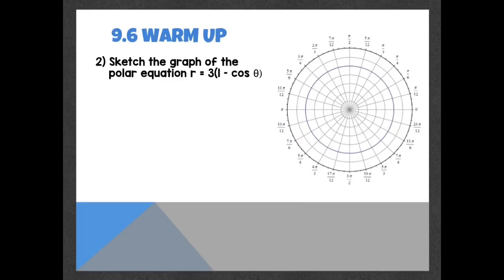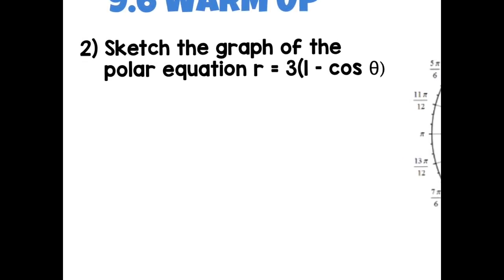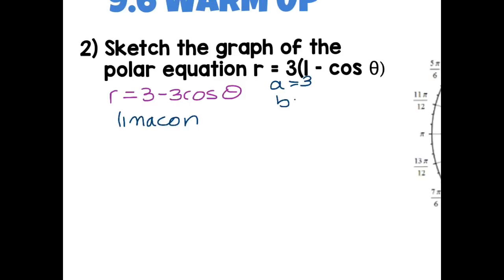Okay, example 2 says sketch the graph of the polar equation r equals 3 parentheses 1 minus cosine theta. This is the first time we've seen parentheses, so you want to do what you normally would with parentheses and distribute that 3. So I'd get r equals 3 minus 3 cosine theta. From this, you should know that it's a limaçon. A is 3 and B is 3, so 3 over 3 is 1. This is a cardioid limaçon, so it's heart-shaped, okay?